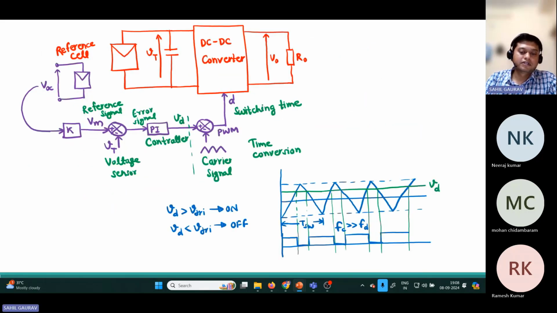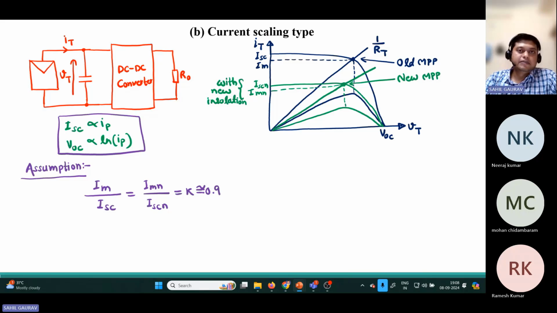So this is for voltage scaling type. Now we will see the current scaling type. It is similar to voltage scaling type, but the difference is that in the earlier case we were tracking the maximum power point voltage, but in this case we are tracking the maximum power point current. So that is the difference.